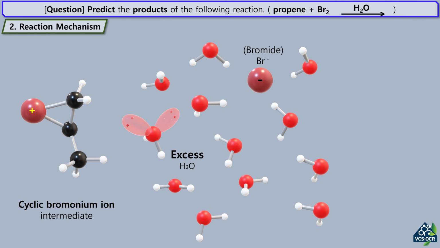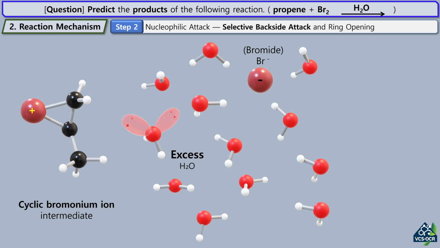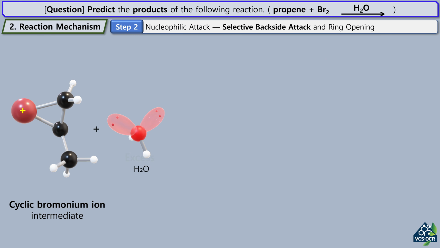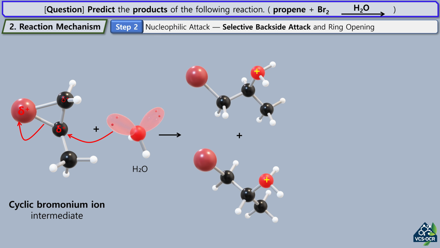Step 2. Nucleophilic attack, selective backside attack and ring opening. This is where the difference lies. In this reaction mixture, water is present in vast excess and acts as the nucleophile, outcompeting the bromide ion. The water molecule performs a backside attack on the bromonium ion, preferentially attacking the more substituted carbon, where the partial positive charge is greater. This selective attack opens the three-membered ring and produces an intermediate in which the oxygen is temporarily bonded to 3 atoms.